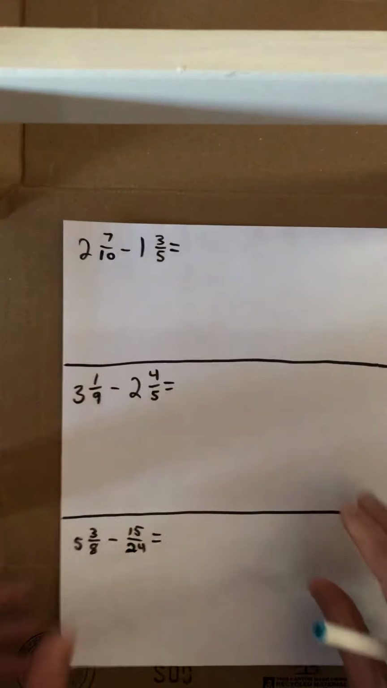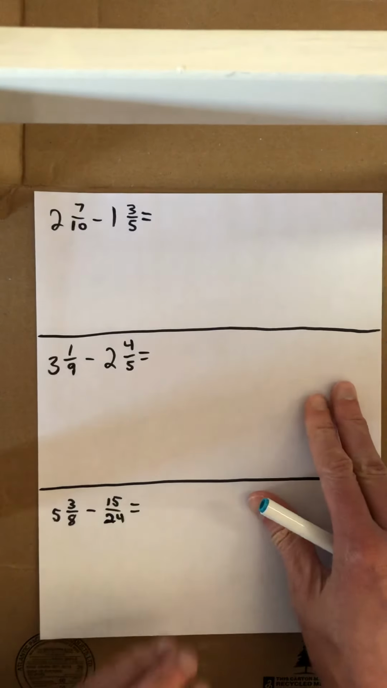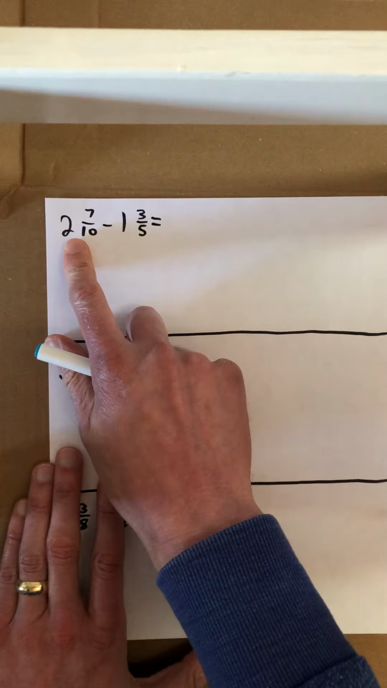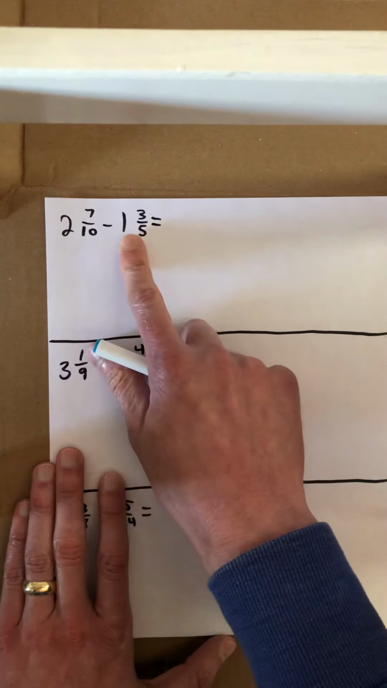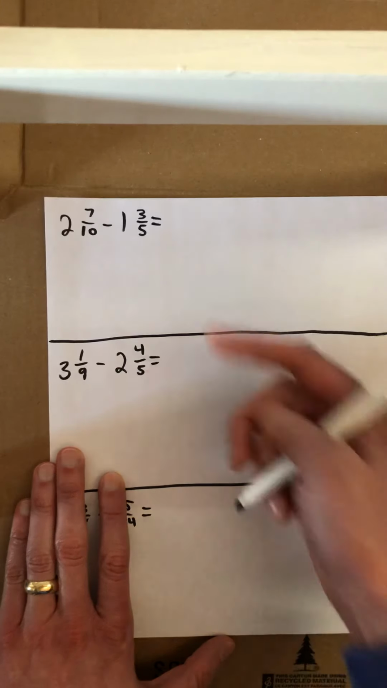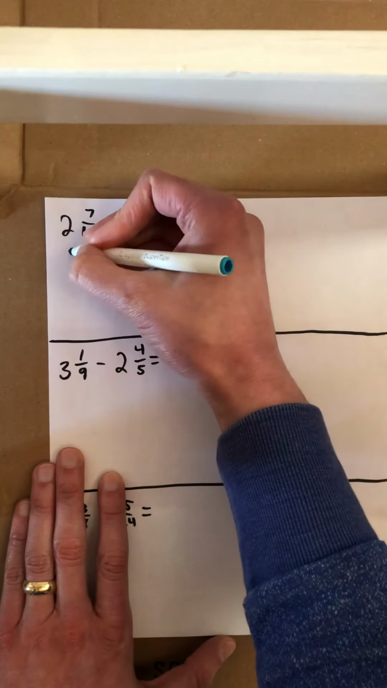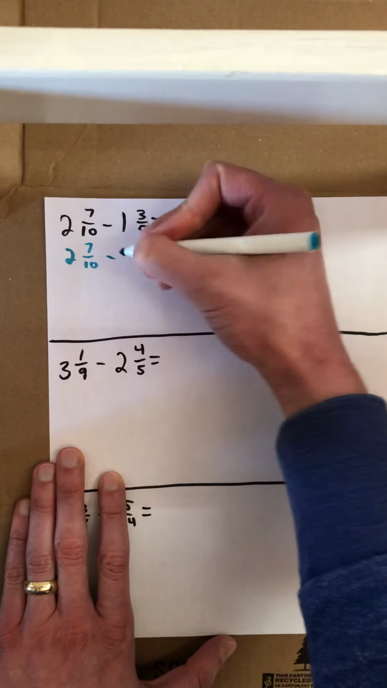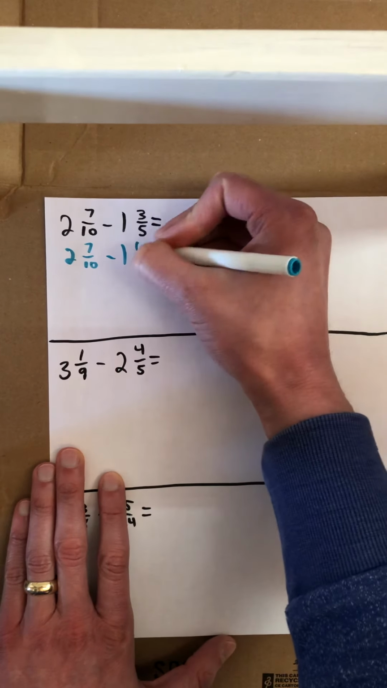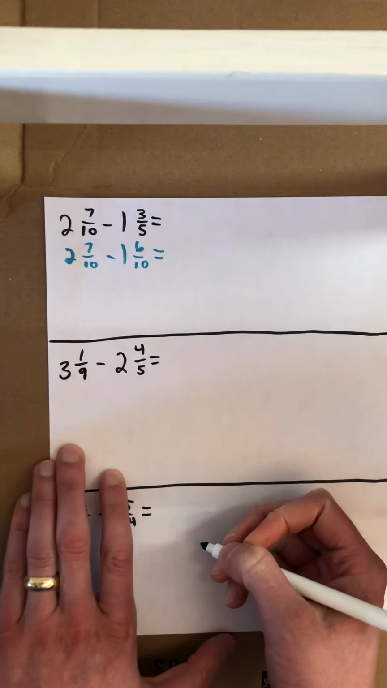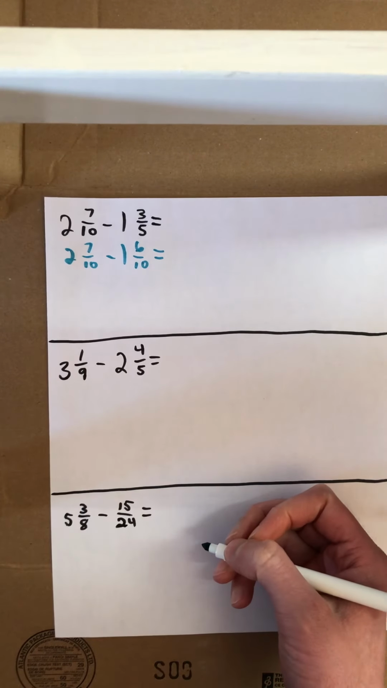Subtracting is always a little bit more difficult than the adding, but still something that we can tackle for sure. So our first one here, we got 2 whole and 7/10, take away 1 and 3/5. I gotta have a common denominator first before I do anything else. Let's make this one out of 10. So I've got 2 and 7 out of 10, and I'm going to subtract 1 and 6 out of 10. Now that leaves me with the ability to now do this subtraction.